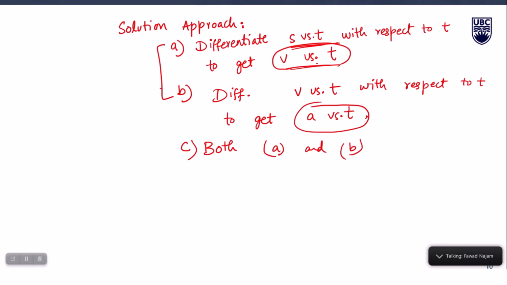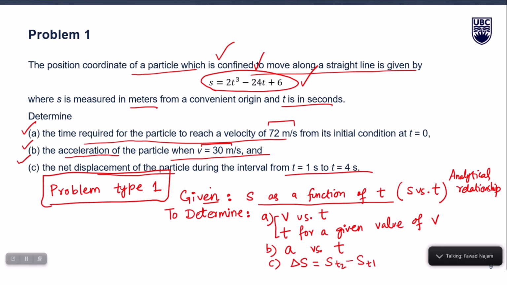and the second time to get acceleration versus time, right? So I found it very useful to classify problems into different categories based on what is given to you and what needs to be determined. And then whenever you see a new problem, just try to find which category it is, what is given, what is required to be determined. Once you do that, you should be quickly able to come up with a solution approach, right? So first type: displacement given as a function of time, velocity and acceleration to be determined.